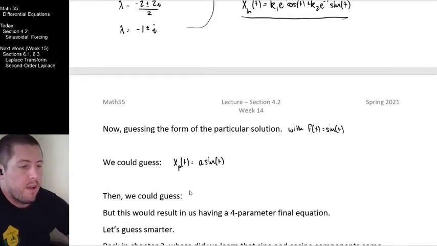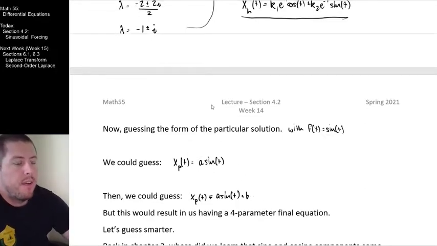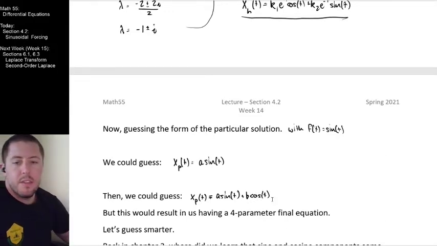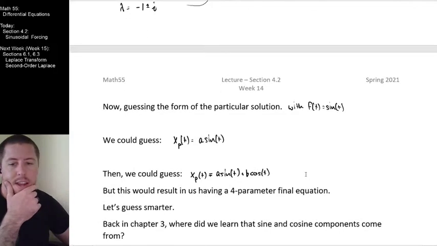So then you could say, well, hey, maybe we should just beef up our guess a little bit right here and include some cosines. And that's not the worst idea ever. But if we make guesses like these, we're going to run into an algebraic mess, because we're going to have 4 total parameters floating around in our system, because we've got our K1s and our K2s as well. And that's going to lead us to some things that are very difficult to manage. And so we want to make a smarter version of a guess right here.